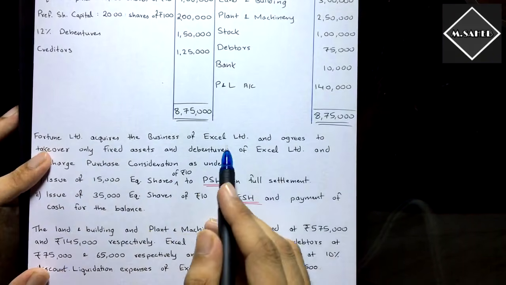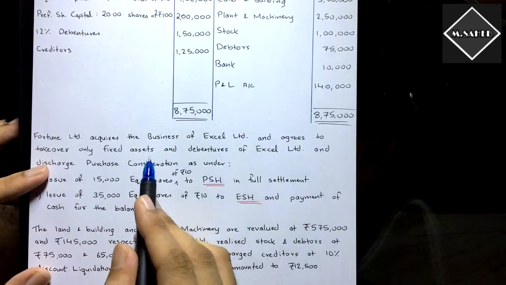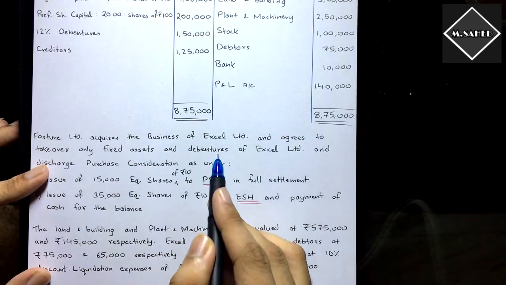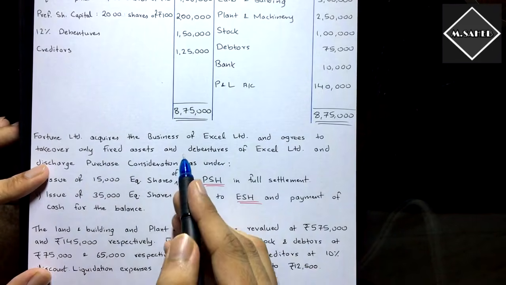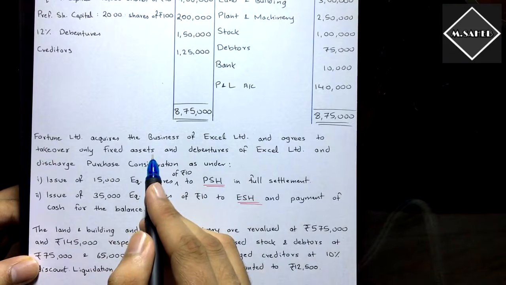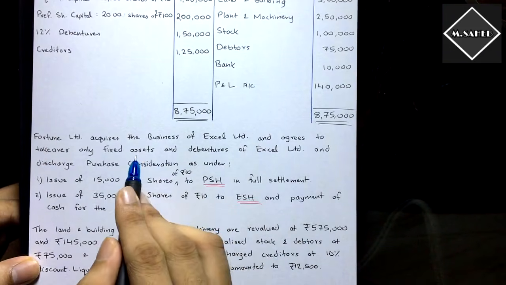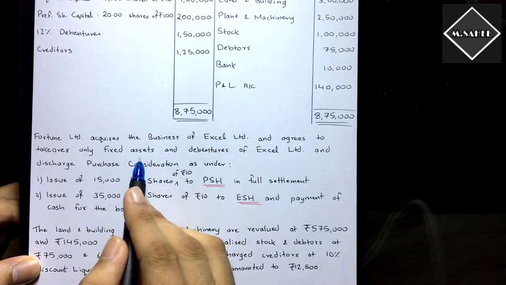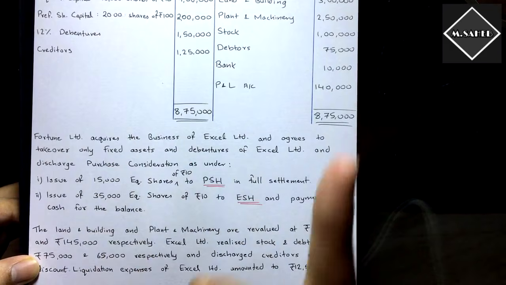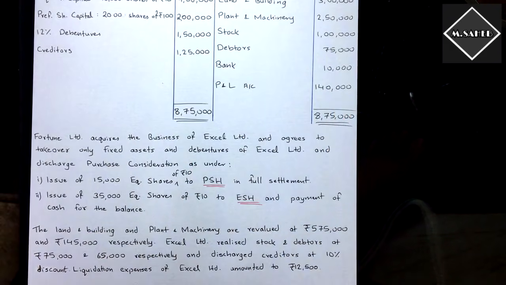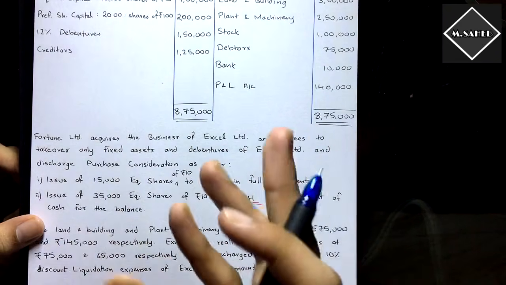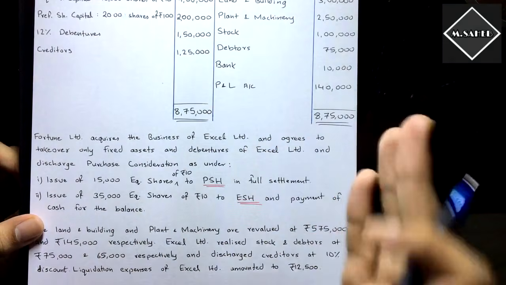Fortune Limited acquires the business of Excel Limited and agrees to take over only fixed assets and debentures. You see the statement? Take over only what? Fixed assets and debentures. So immediately you come to know that this is amalgamation in the nature of purchase, because the first condition has been broken, that all assets and all liabilities should be acquired. But here in the first sentence it is mentioned that only fixed assets and debentures are acquired. So first condition is broken. This is amalgamation in the nature of purchase, and we have to take care of that amalgamation in the nature of purchase or merger only in the books of transferee company.